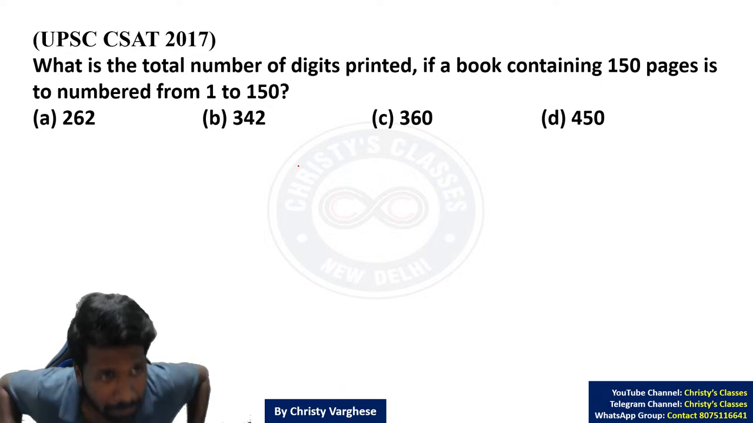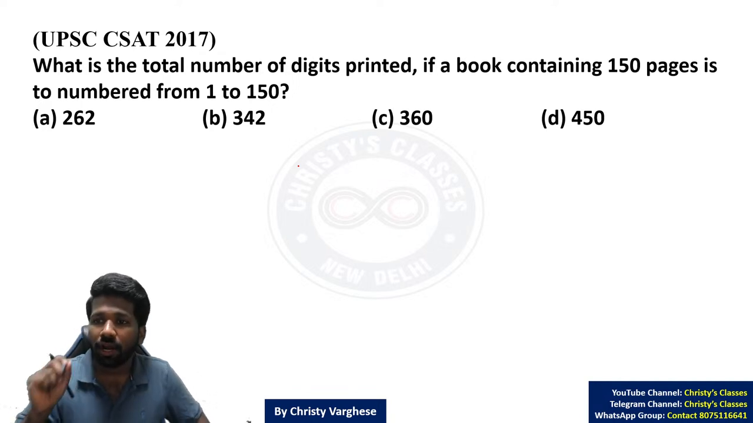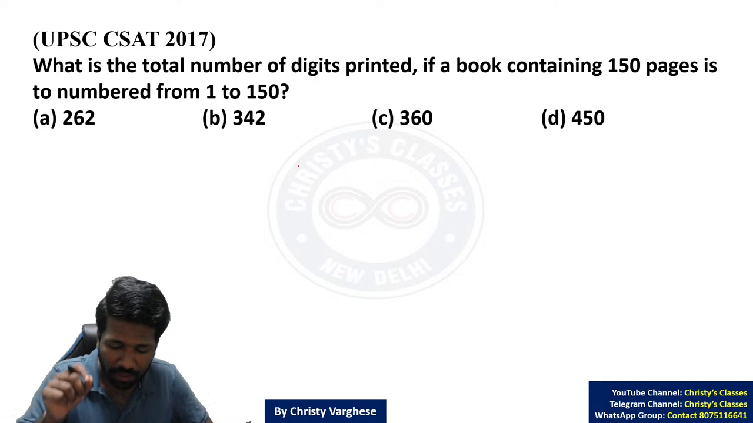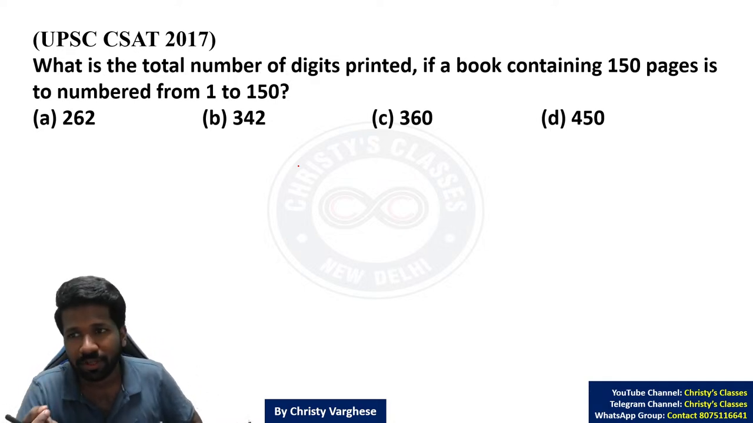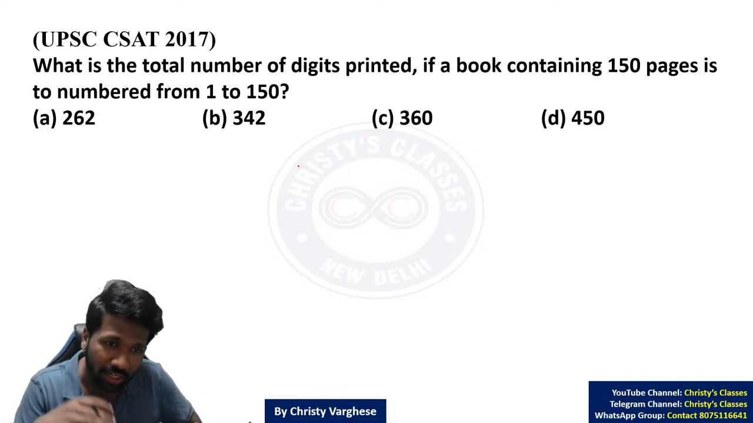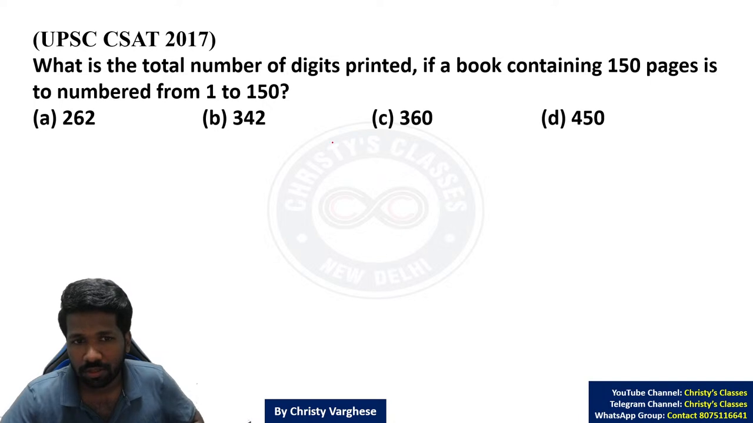Due to lack of time, I will start explaining. What is the total number of digits printed if a book contains 150 pages? In the previous question, the number of pages was not mentioned. Total digits was mentioned. But here, total digits is not mentioned. The number of pages is mentioned. So, 1, 2, 3, 4, 5, 6 up to 150.